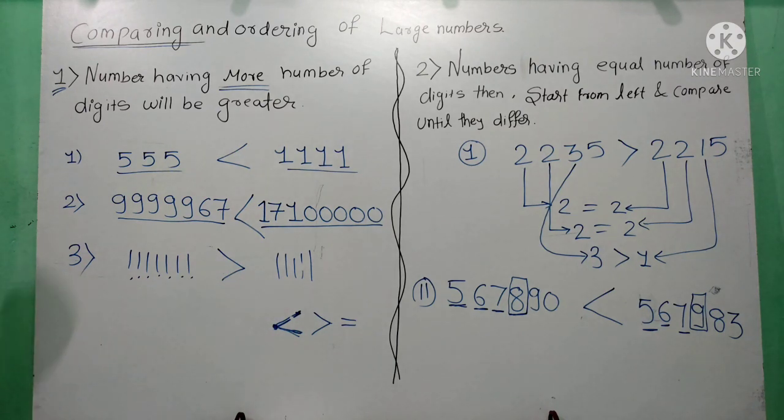Okay, I hope you understand about these two rules. The first rule is what? Number having more number of digits will be greater, and the second one is if the numbers have equal number of digits, then you have to start comparing from the left hand side. That means you have to compare the digit at the higher place until they differ, जब तक वो अलग अलग नहीं आ जाते. ठीक है? And then you can understand which number is exactly greater. If you want to write, you can write, and if you don't want to write, don't write anything. Okay, I will send the PDF.